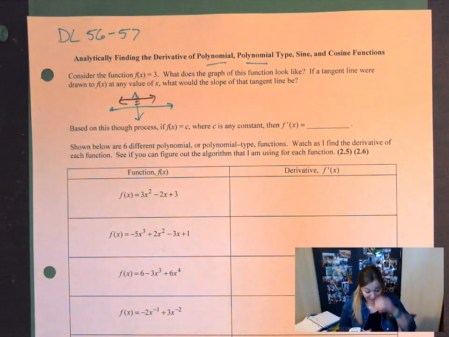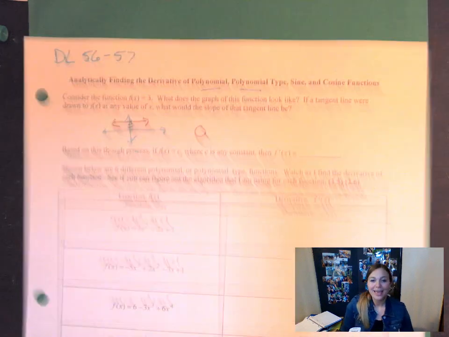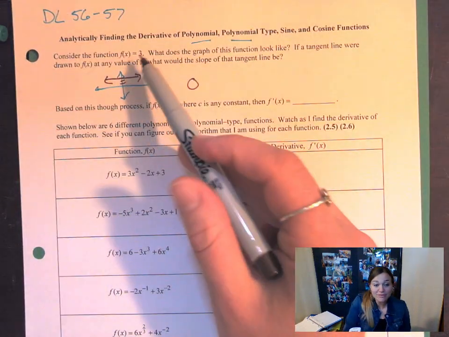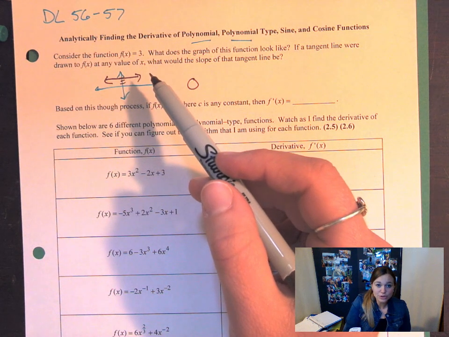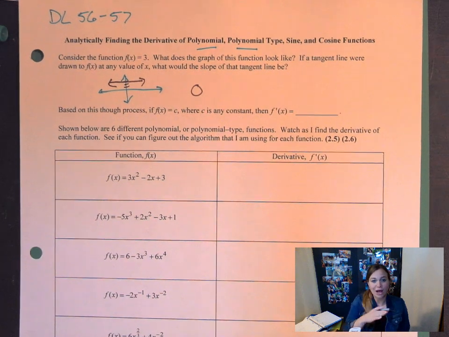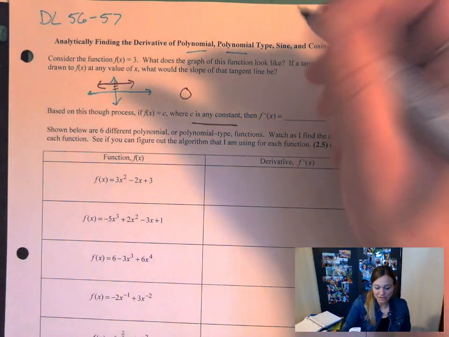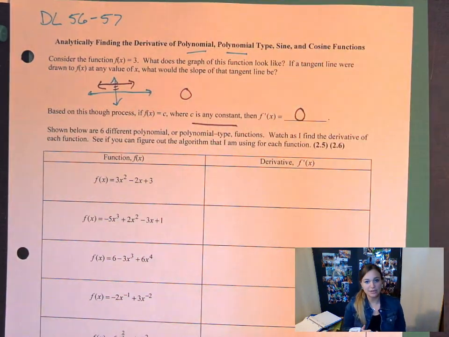If the tangent line were drawn to f of x at any value, so if I found the slope at any value, the slope of the tangent line, what would the slope of that tangent line be? Are you thinking? Maybe now? Hey, the slope's 0. Do you see how the rise over run, I would just get 0 over and over and over again? This is the case if I would have said anything. So f of x equals 3, 7, 29, 42 and a half, negative 512. The slope would always be 0 of any just y equal to some number. So if you say c is any constant, the derivative or the slope of the tangent is 0.